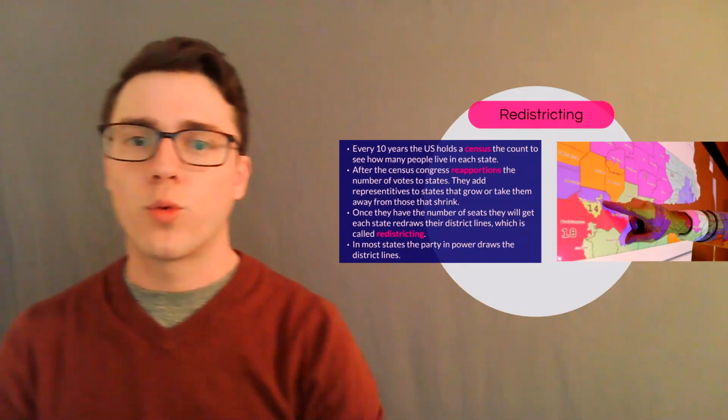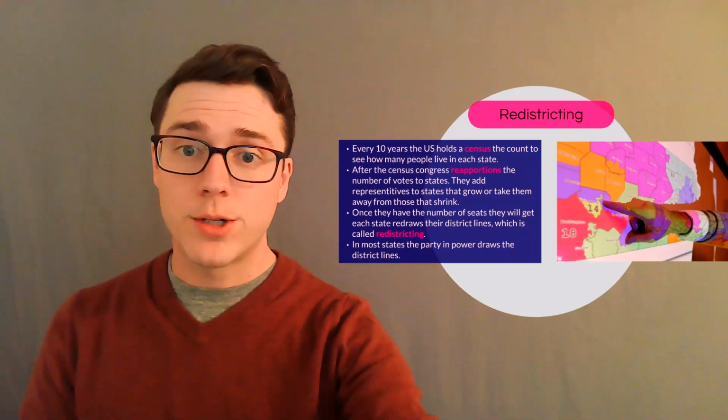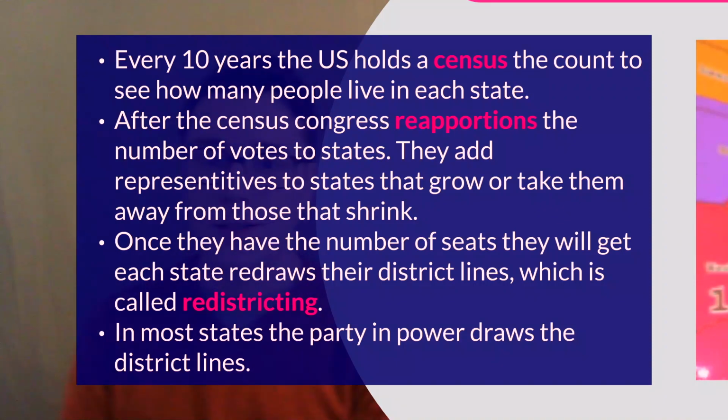And that takes us to redistricting. So redistricting is what happens after the census. Every 10 years, the United States holds a census that counts how many people live in each state. So the census was last year in 2020. And the census counts how many people live in each state. After the census, Congress looks at each state and they decide if they need to add districts or take away districts from different states. So they reapportion the different districts to different states. Reapportionment is this time when they are changing the number of districts in each state.